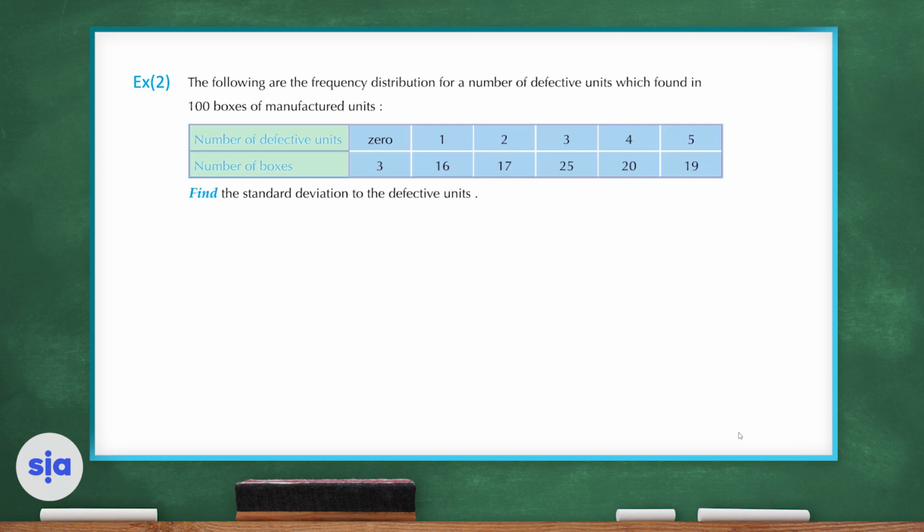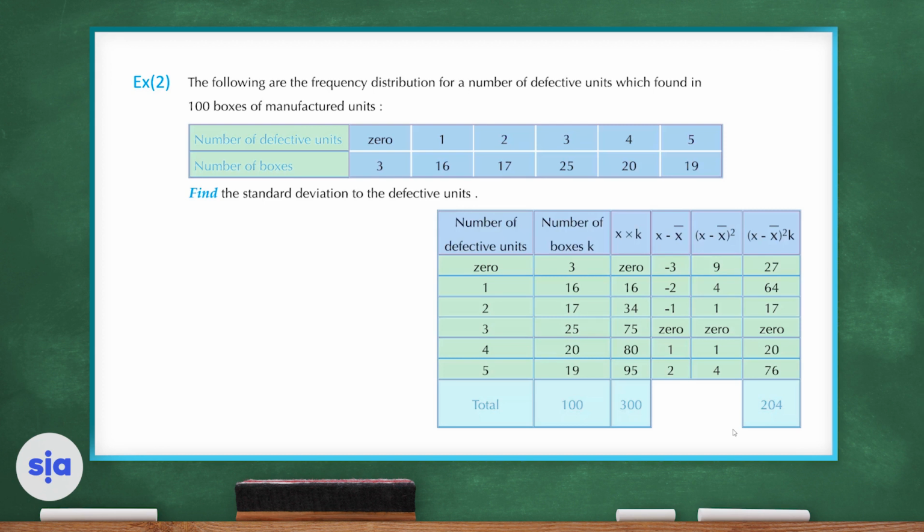First of all, we'll find the mean. How can we find the mean? It's the summation of x times k over the summation of k. To help yourself to find the standard deviation, let's draw this table. Where the first column, we write in it the number of defective units. The second column, we write in it the number of boxes, which is k. And then we create the third column. We make x times k. 0 times 3 is 0. 1 times 16 is 16, and so on. Column number 4, x minus x bar, which is the median.